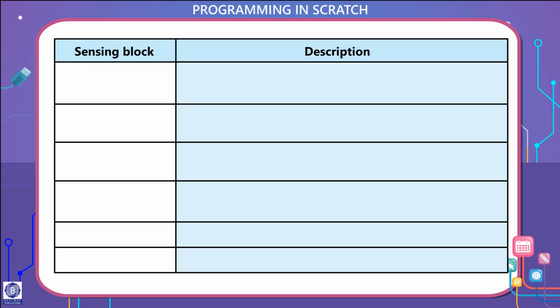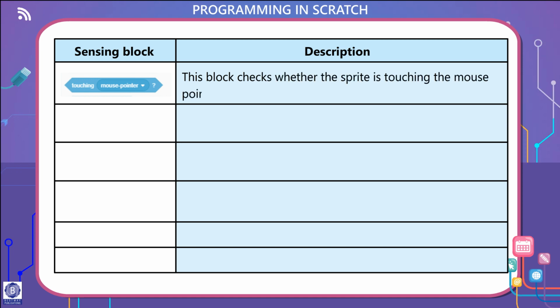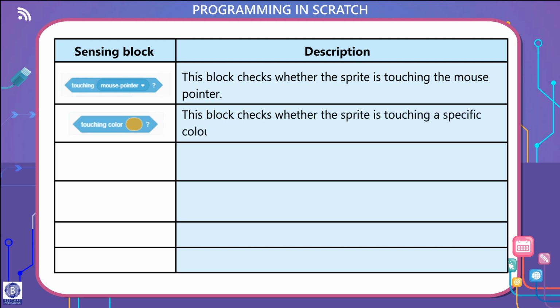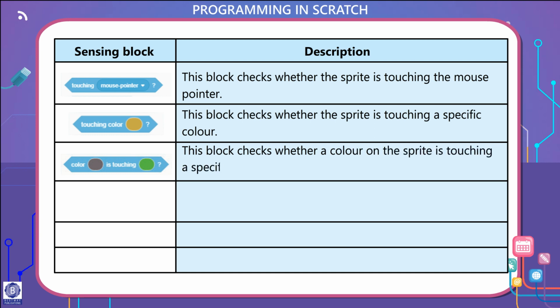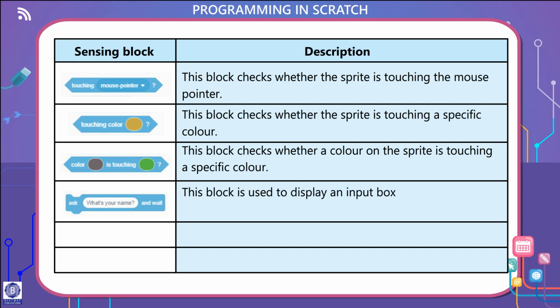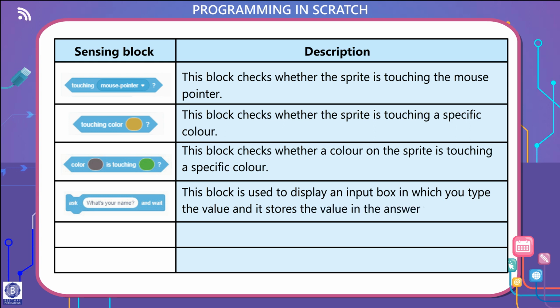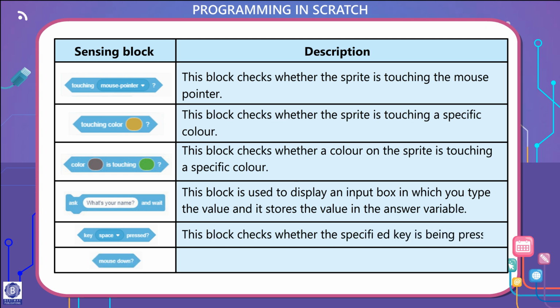Sensing block. Description. This block checks whether the sprite is touching the mouse pointer. This block checks whether the sprite is touching a specific color. This block checks whether a color on the sprite is touching a specific color. This block is used to display an input box in which you type the value and it stores the value in the answer variable. This block checks whether the specified key is being pressed. This block checks whether the mouse button is clicked or not.